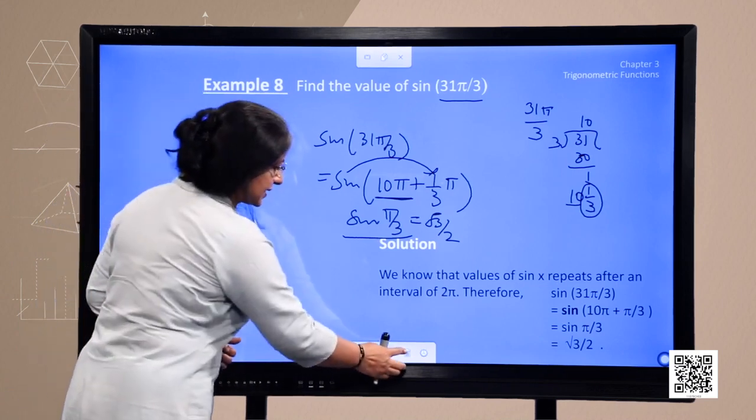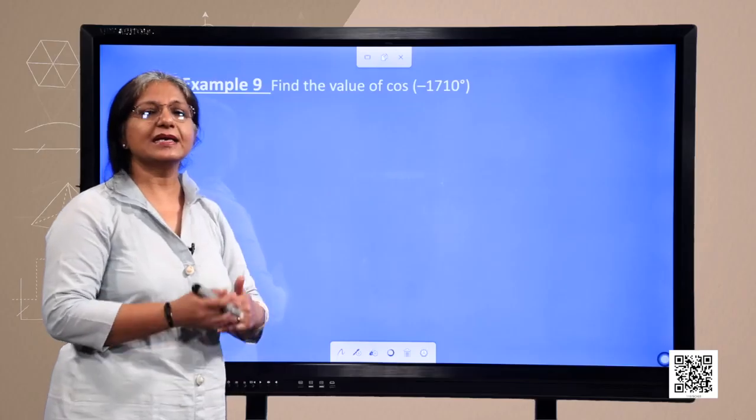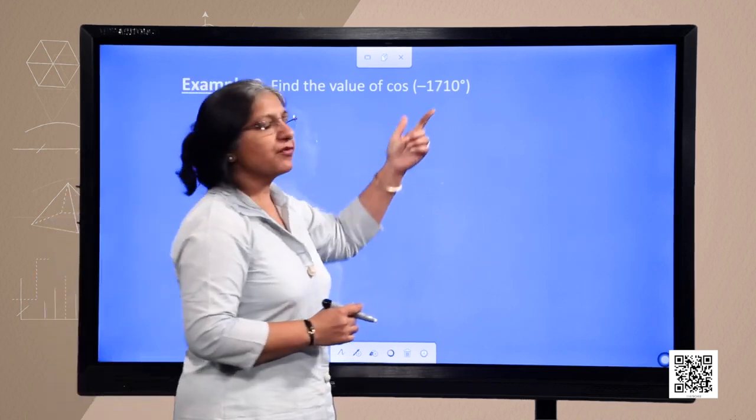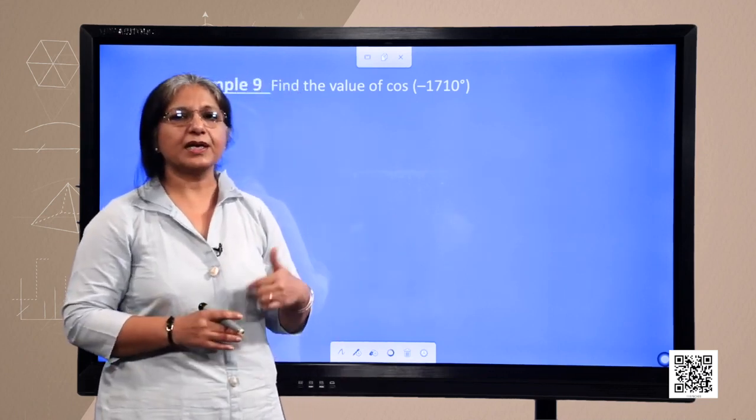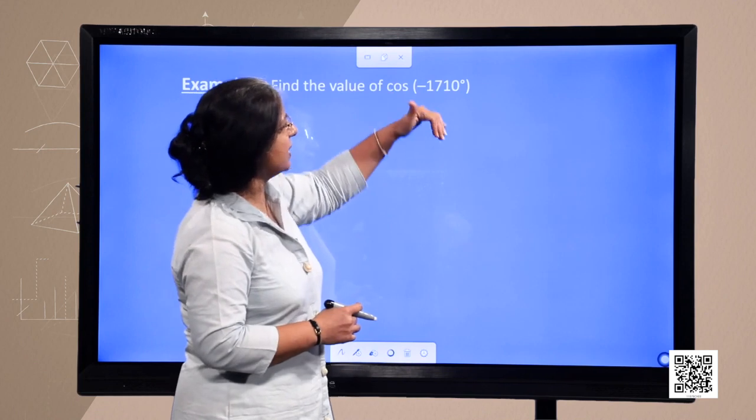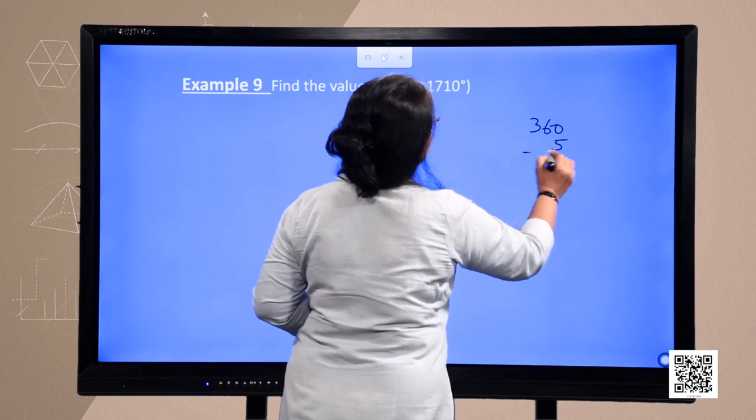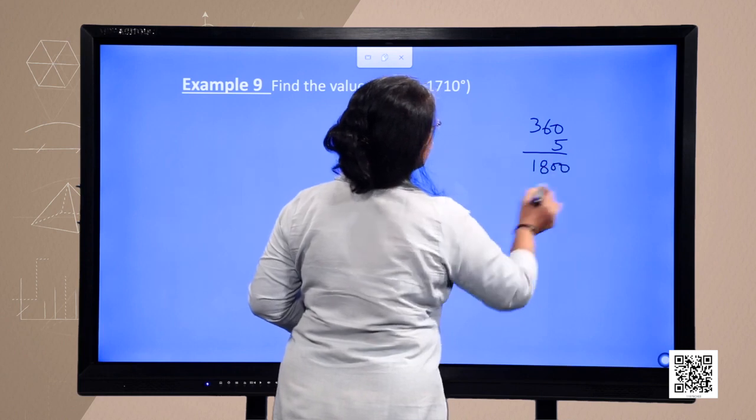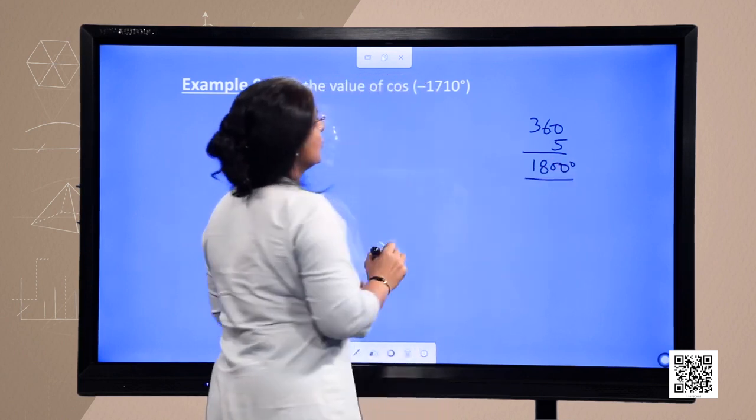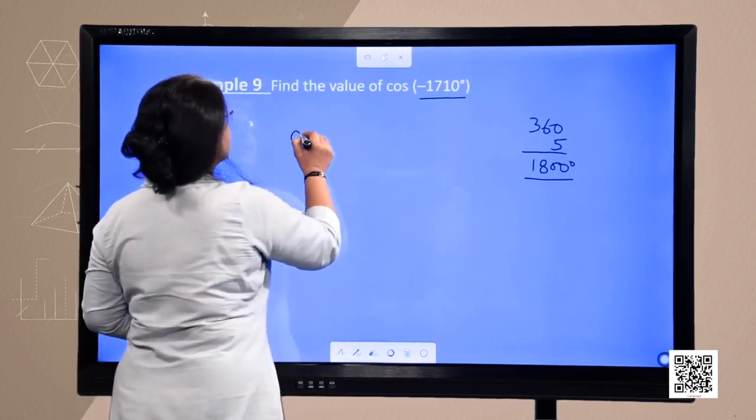Now, we move to our last example. Find the value of cos minus 1710 degrees. Now, it is in degrees. When it is in degrees, we need to convert it into multiples of 360 degrees instead of 2 pi, the next multiple of 360 degrees. 360 multiplied by 5 will give us 1800 degrees. So, if we add 1800 to this angle, it will not make any change.